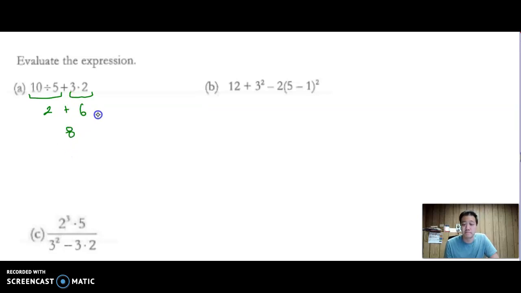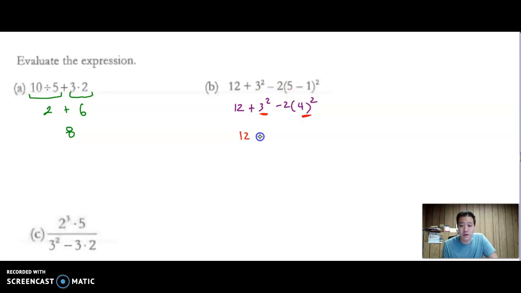Okay. In part B, I'm noticing there's a grouping here, right? This is going to be our first thing that we do, right? So I have 12 plus 3 squared minus 2 times, and that's going to be 4, and then squared, right? So now we've got exponents, right? Now we're going to do 3 squared and then 4 squared.